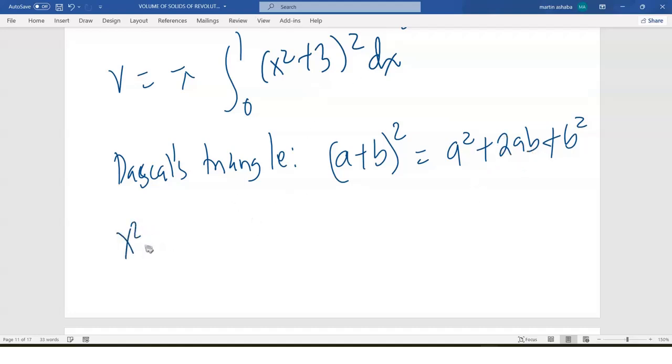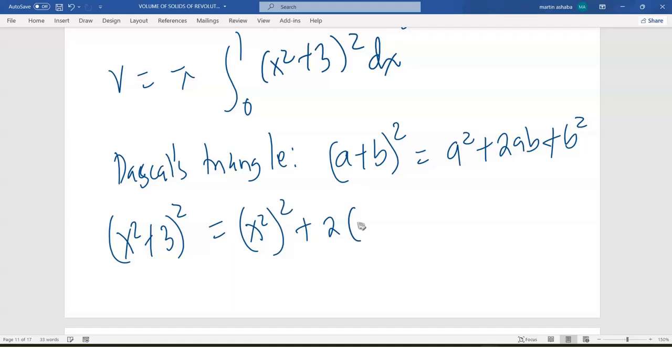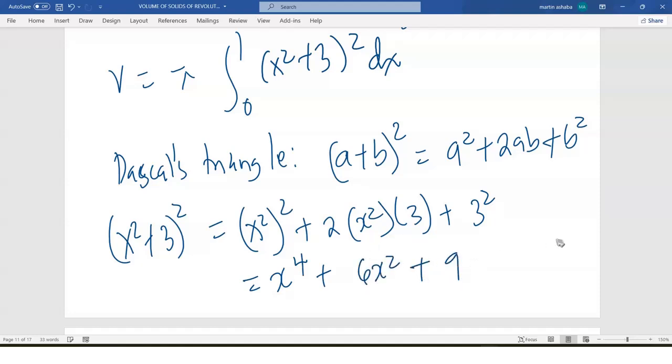So x squared plus 3 squared, this is going to be x squared squared, that is a squared, plus 2 into x squared into b, which is 3, then plus what else? Plus, obviously this is going to be 3 squared, and that is 9. So this is x to the power 4 plus 6x squared plus 9.